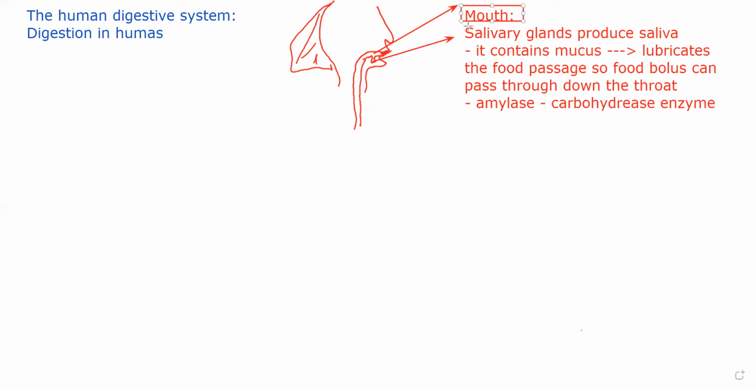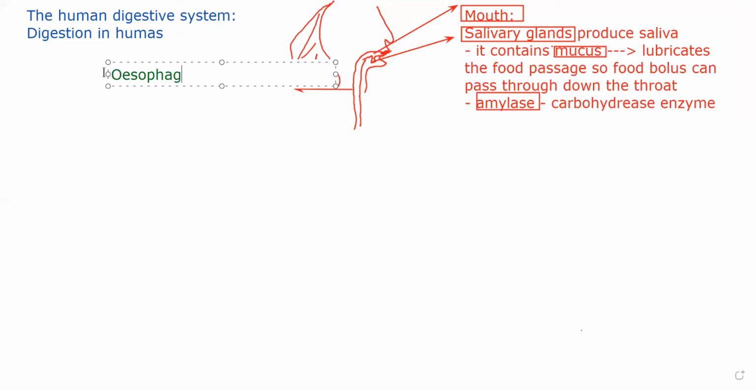So that is the mouth and the salivary glands. What do they contain? They contain mucus and amylase. Now let's move on down. Here we will talk about the esophagus. Let me change the color so we can understand the esophagus.